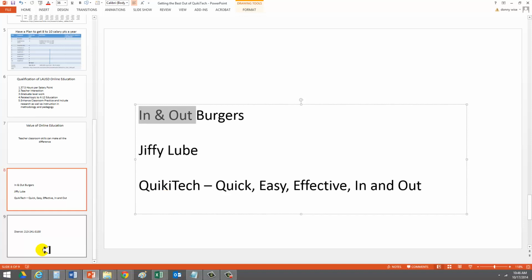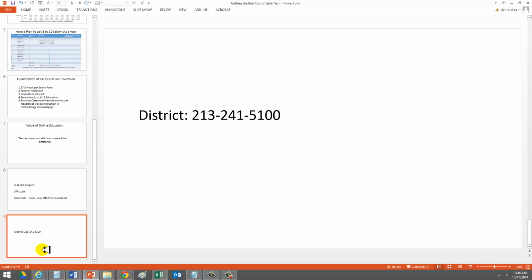One thing I do want to mention that we can't do quickly is force the district to apply your salary points quicker. They need 12 weeks to actually process your salary points. Now, why is that? It's because you can only take a particular class one time in 5 years.